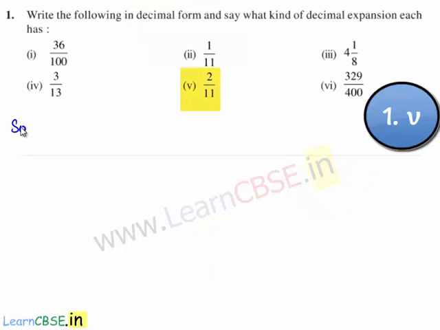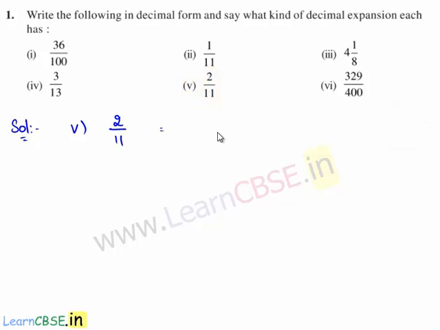So now let us move on to the fifth bit. Here we need to find the decimal expansion for 2 by 11. So let us divide 2 by 11. So 11 does not go in 2. So we take a 0. 11 times 0 is 0. So the remainder is 2. 11 does not go in 2 again. So we take a decimal point. So 2 becomes 20. 11 goes in 20 1 time, as 11 times 1 is 11. We are left over with remainder 9. Because of the decimal point, 9 becomes 90. 11 goes in 90 8 times, as 11 times 8 is 88. Now we are left over with remainder 2.